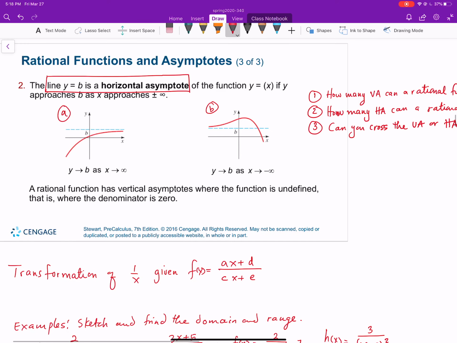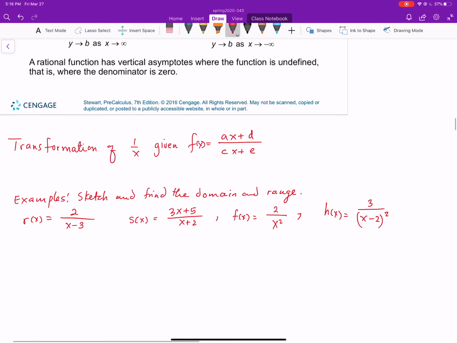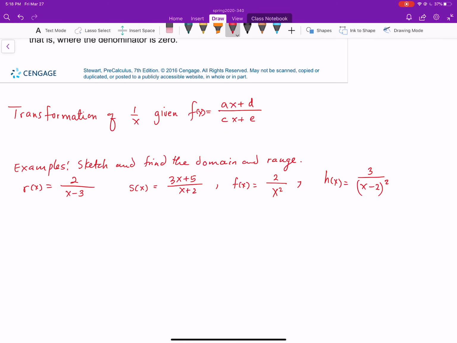So we know what horizontal asymptotes are. We know what vertical asymptotes are. Now let's do a little recap. So the ones that we're going to work on right now are functions that are transformations from 1 over x.